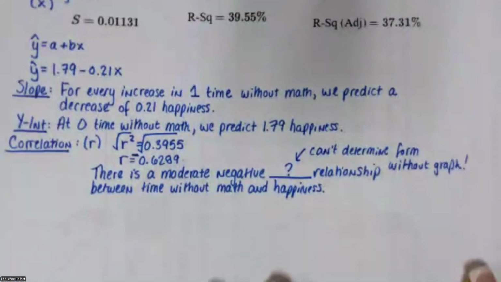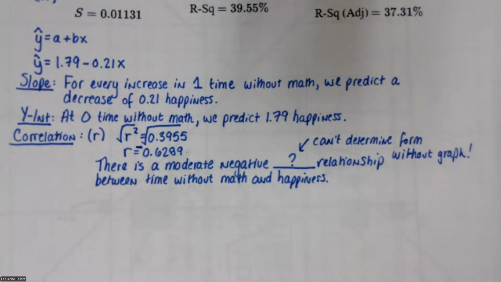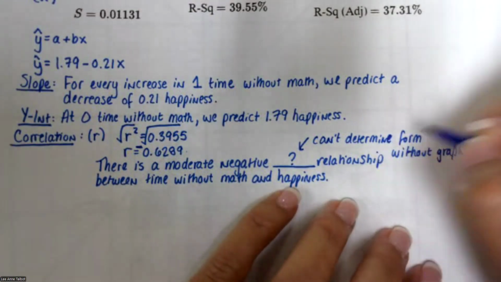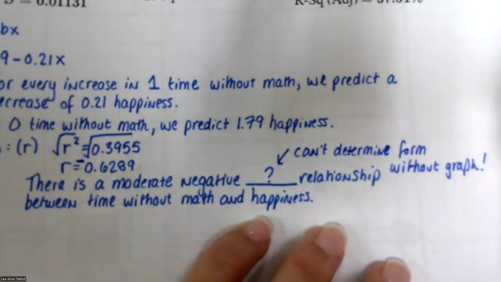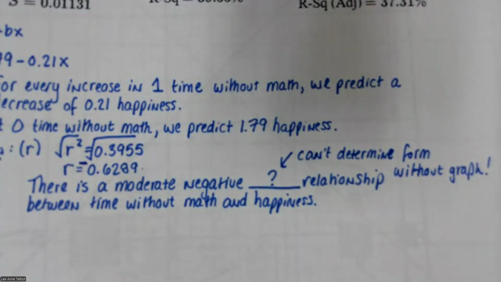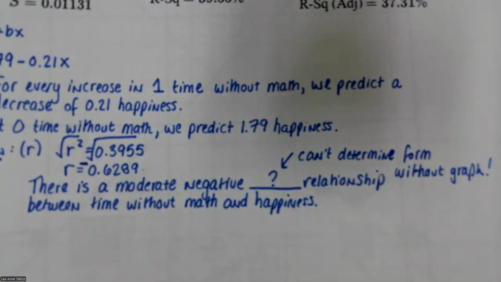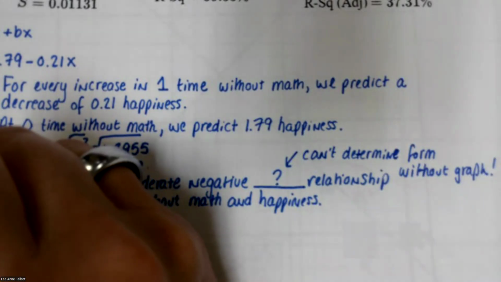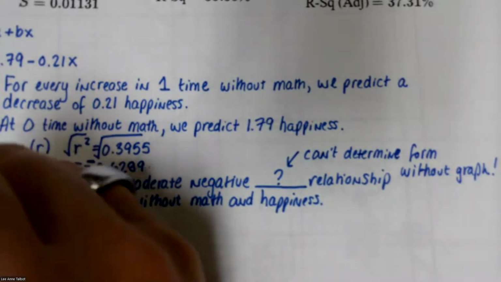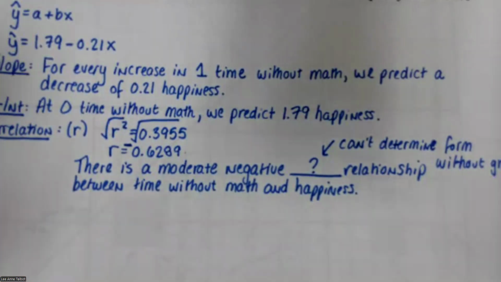And then a big old, however, you can't determine the form without the graph. You need some kind of graph. Or what College Board will do a lot of times is they will say something in the directions like assume the graph is linear or assume the association is linear. Okay.